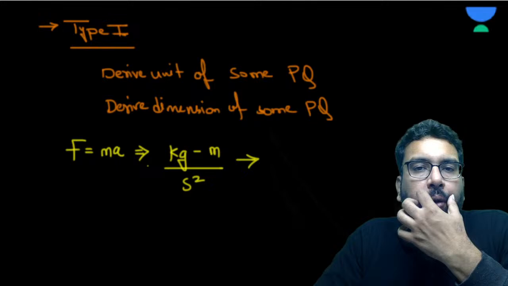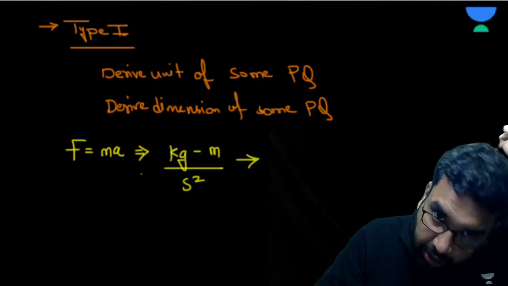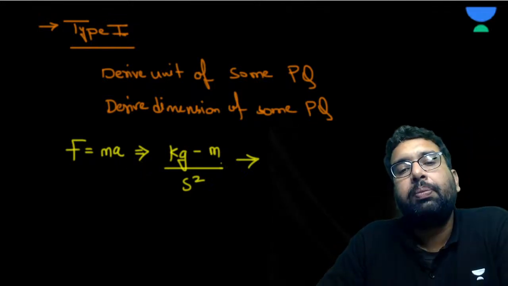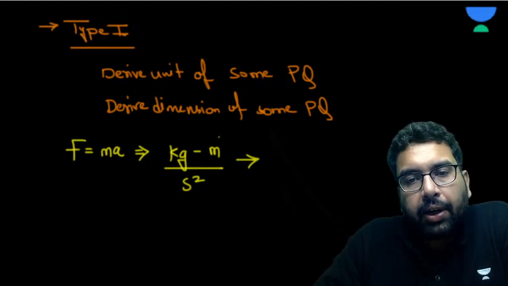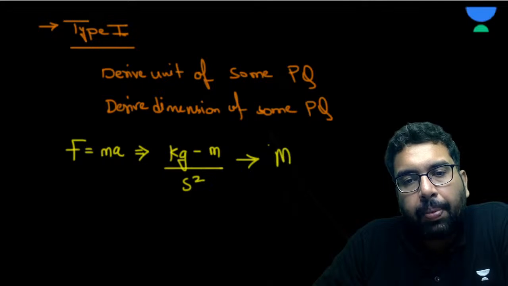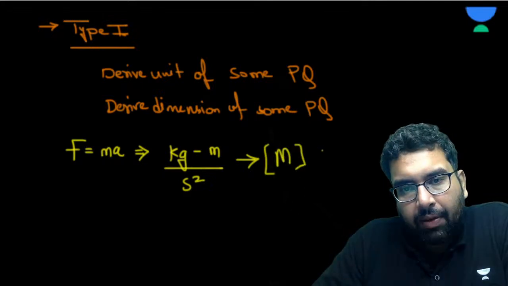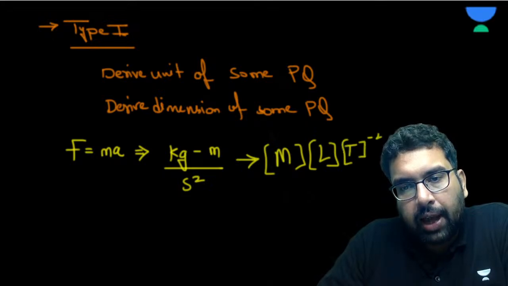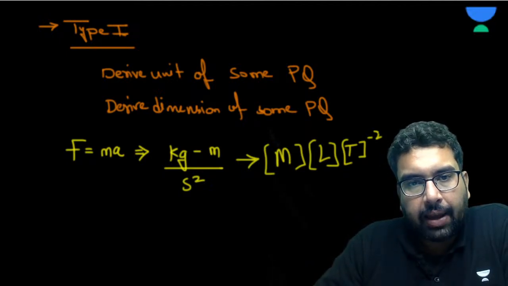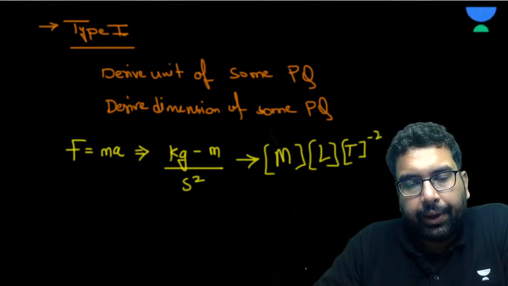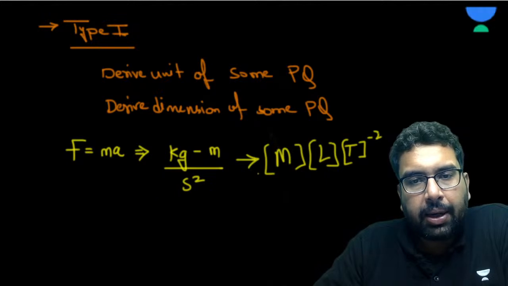So F is equal to ma. Mass is in kg, acceleration is in meter per second square. So can we write it like this? For kg we have M, for meter we have L, and for second square it is T to the minus 2. So the dimension of force is MLT minus 2. You must memorize this.